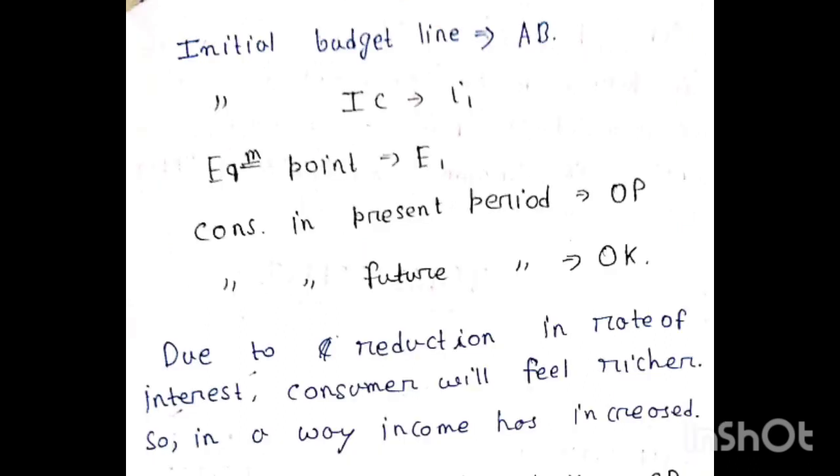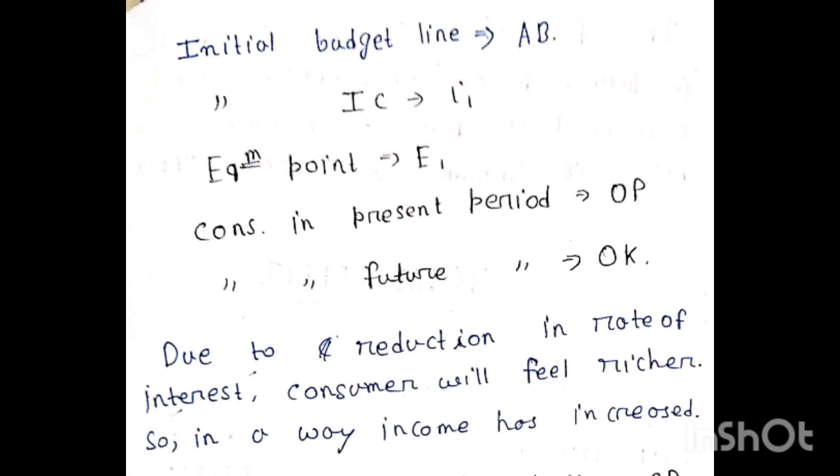Our initial budget line was AB, and our initial indifference curve was I1. Our equilibrium point was E1. So consumption in present period is OP, and consumption in future period is OK. Due to reduction in rate of interest, consumer will feel richer. So in a way, income has increased.